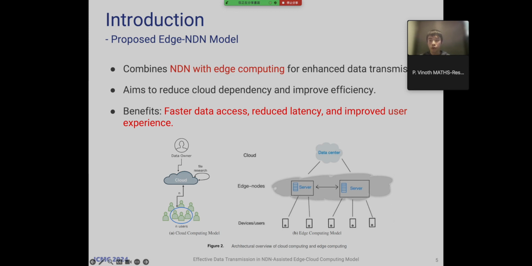So moving on, this is the proposed edge NDN model. Our proposed edge NDN model is a synthesis of NDN and edge computing. This model aims at reducing dependency on cloud-centric architecture and improving overall data transmission efficiency, and the benefits are manifold, like faster data access, reduced latency, and enhanced user experience.